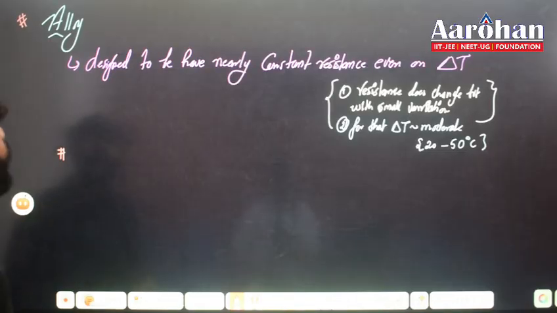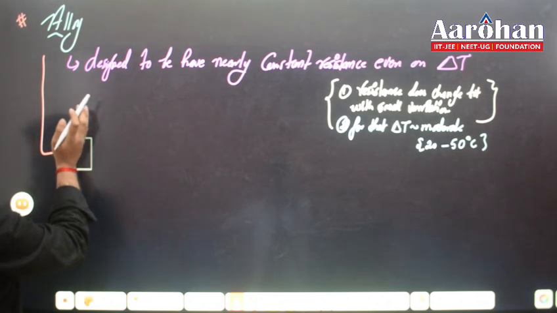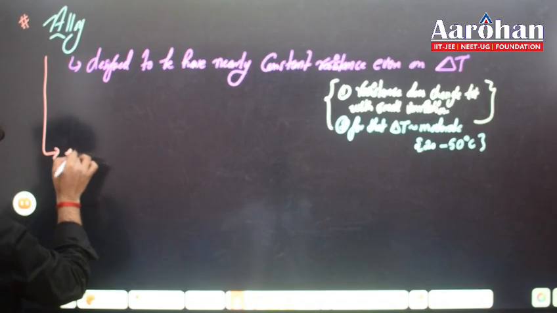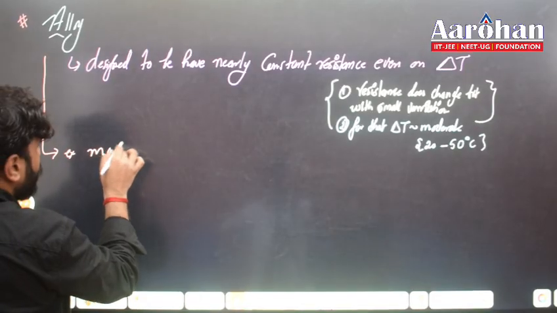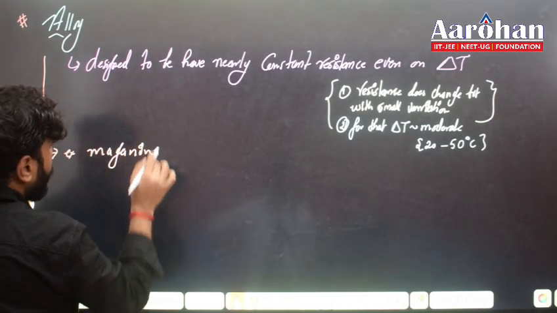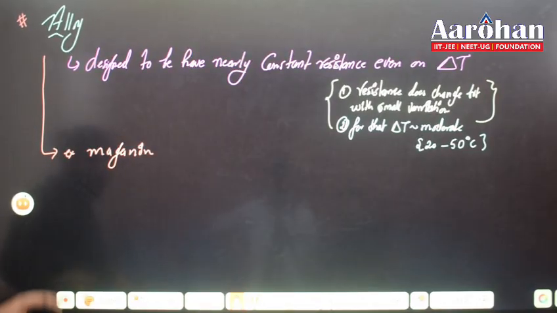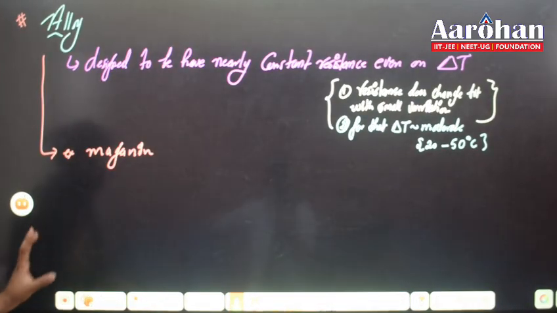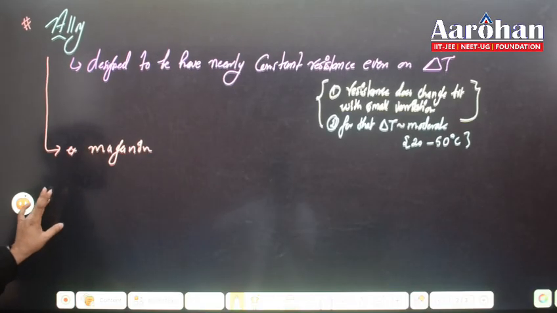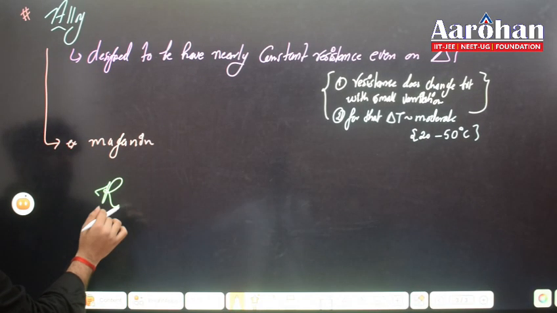Okay, so alloy, as you can see, is not made up of one type of material. It is always a mixture of different elements, like manganin or constantan. These are examples of alloys. For these, their resistance will remain the same. From this you can get the idea of what we are approaching.